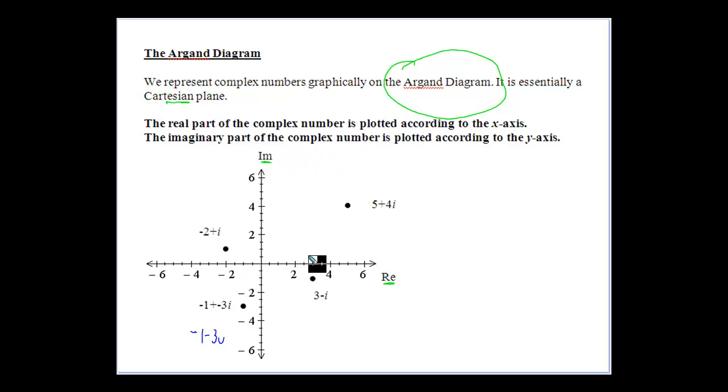So if we look at the points here, 5 plus 4i, we go across 5 and go up 4. 3 minus i, go across 3, go down minus 1. Then minus 2 plus i, so across to minus 2, up 1 on the imaginary. And this one's minus 1 minus 3i. So you can see how they're relating there.